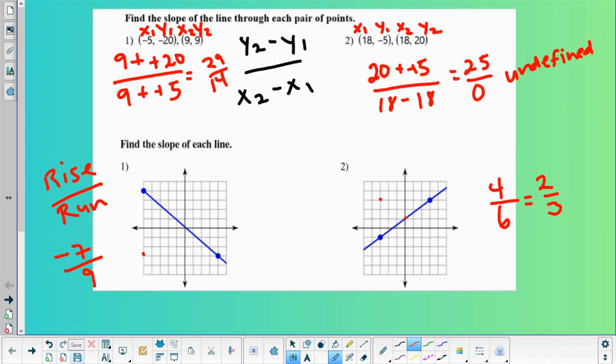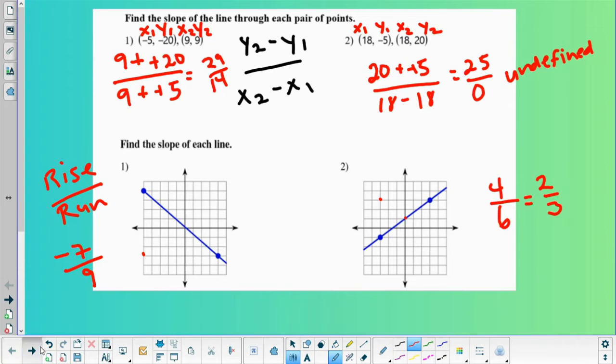You always want to simplify your slope if you can, but if you can't, then you can leave it how it is. Again, I knew this one had a negative slope because it's decreasing from left to right. I knew this one had a positive slope because it was increasing from left to right. Okay, and then to check that 2/3, I could also rise 2 and run 3 and see how I hit that point that I had predicted earlier. So that just shows that this one was definitely a point.